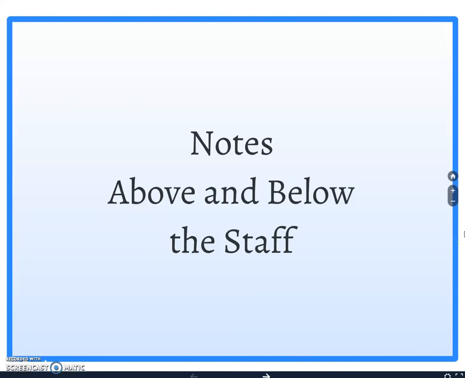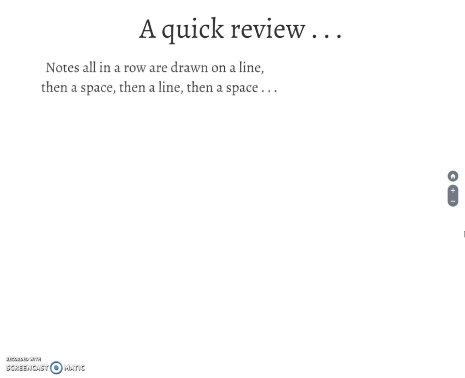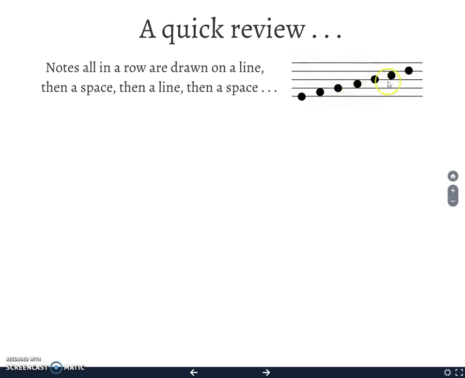In the last lesson, you learned how to name the notes on the staff, and now you're going to learn about the notes that go above and below the staff. So just to review, notes that are all in a row are drawn on a line, then a space, then a line, then a space, then a line, then a space, then a line. And that's how we count up.